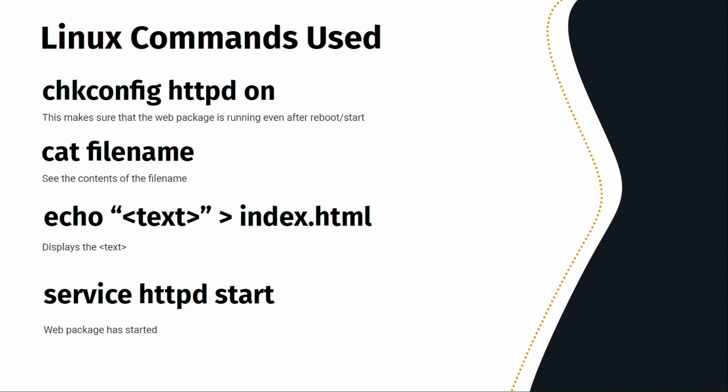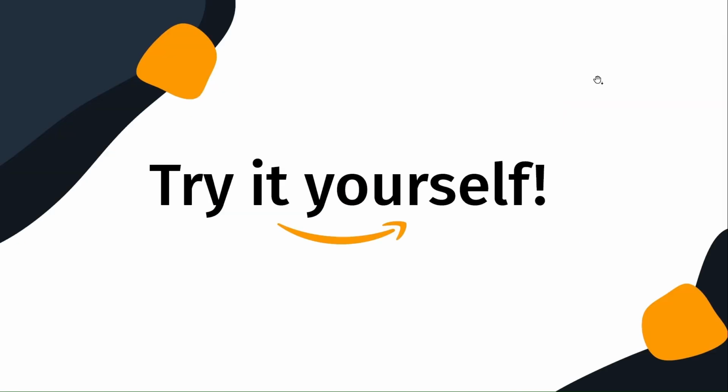chkconfig httpd on makes sure that the web package is on even after the system starts or reboots. cat filename shows the contents of the file. echo text > index.html writes the text to index.html, and service httpd start means that the web package has started. Now we are going to do this ourselves.